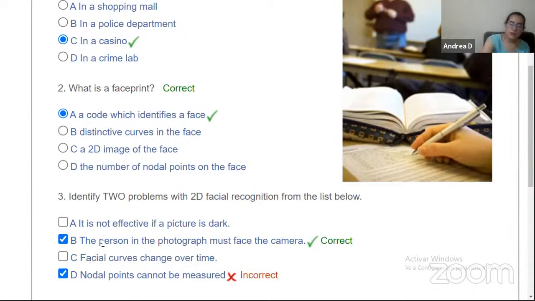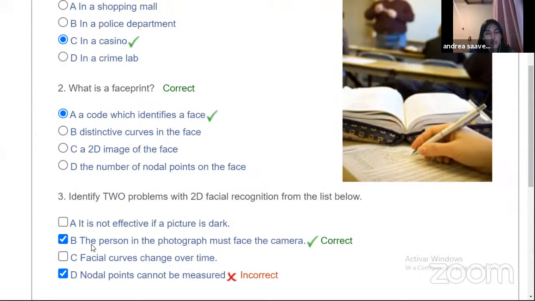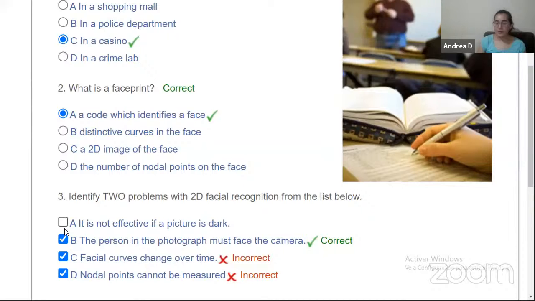So what would you guys say? What's the other one? I think it is C. C? No. Yes. A. Oh, not effective for pictures that are dark. Okay, so you guys were right about B. The person must face the camera, which makes a lot of sense, right? Because 2D is mostly just about something flat. On the other hand, 3D is more about angles and stuff.